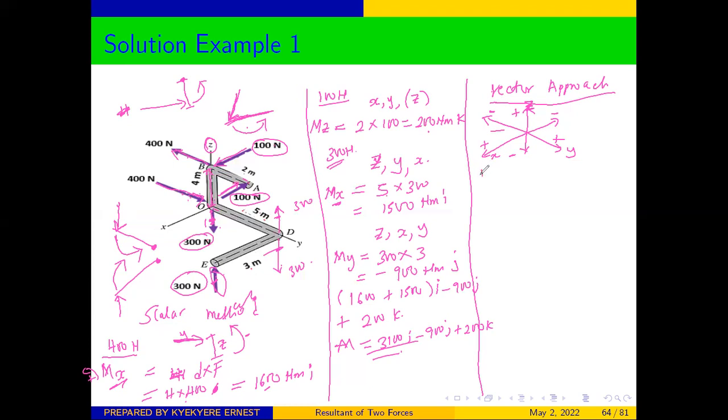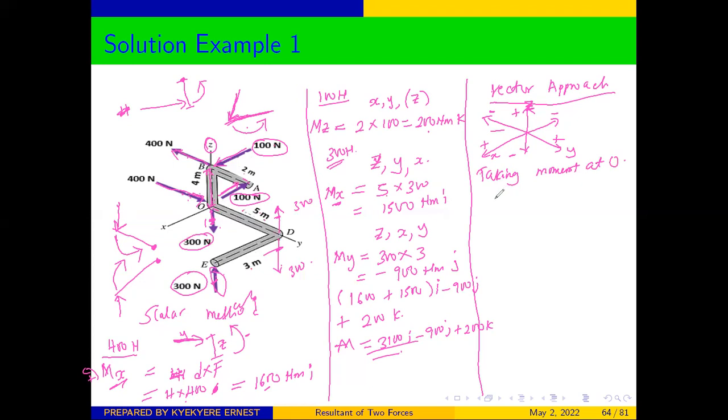So firstly, we are going to take moment at one point. In the vector approach, we take moment at one point. So we can always take the moment at the point which will eliminate most of the forces. Here you realize that at point B, we have two forces, and at point O, we have two forces. So we can decide to take the moment at point O or take the moment at point B. But in this case, let's take a moment at point O. So taking moment at O.